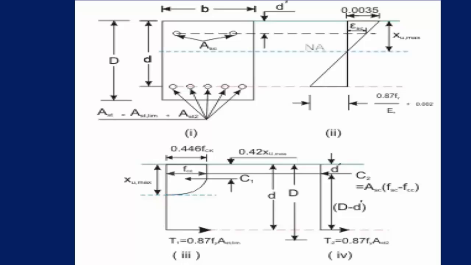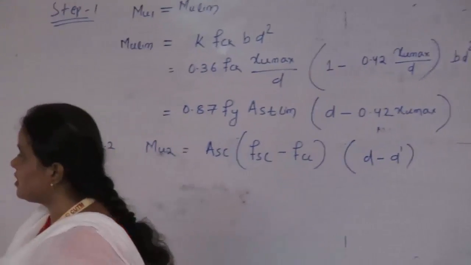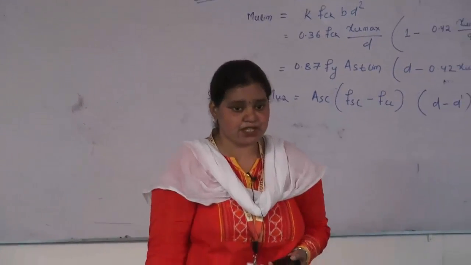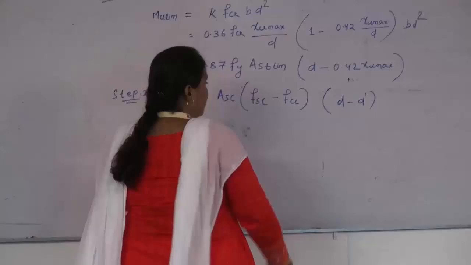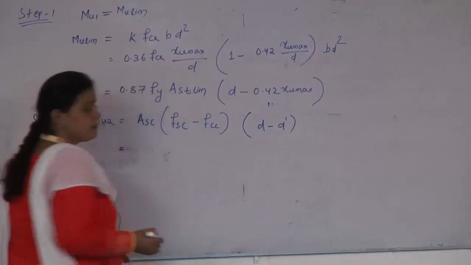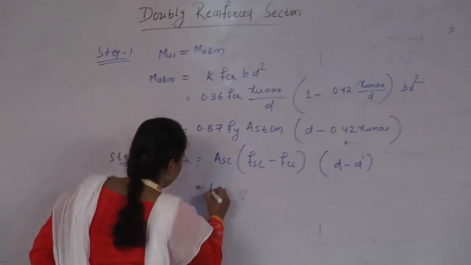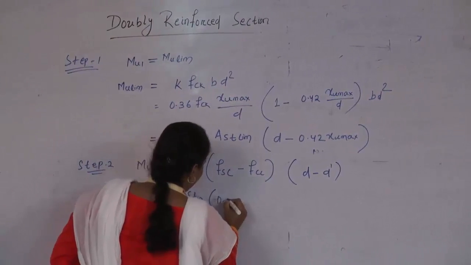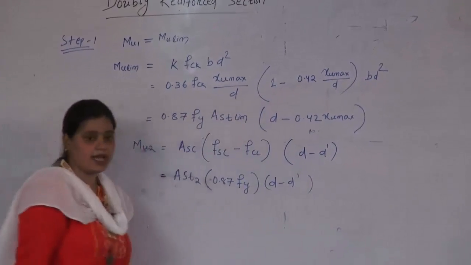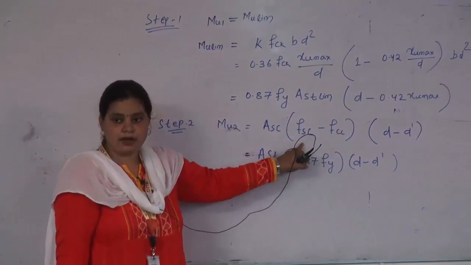Okay, understand? So either I am going to take this formula, ASC into (FSC minus FCC) into (D minus D dash). FSC means the stress in compressive steel in the compression zone, and FCC is the compression in concrete in the compression zone. Or which formula? 0.87 Fy AST2 into (D minus D dash). Upper part stress and lower part stress into lever arm.